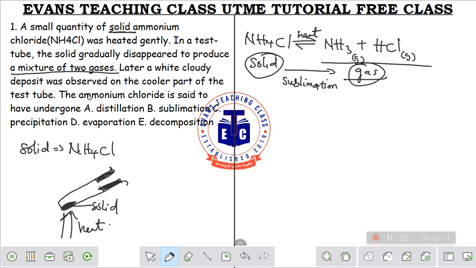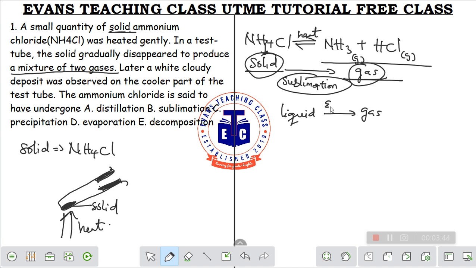They said, which process does ammonium chloride undergo? Because ammonium chloride is the solid here. They now said this ammonium chloride becomes gas. So what they are trying to ask us stylishly is, what is the process of converting solid into gas? Now, what is that process? That process is actually called sublimation.